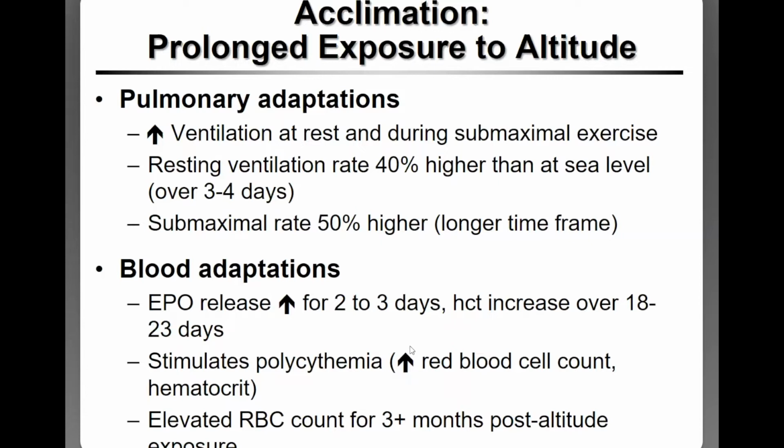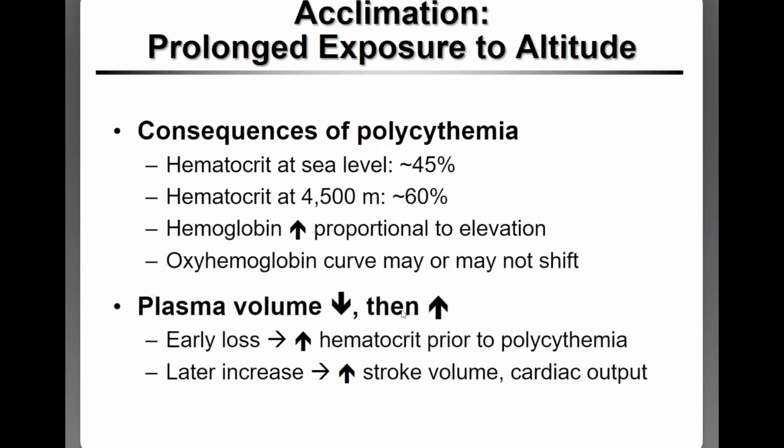So the increase in erythropoietin stimulates polycythemia, which is the increase in red blood cell count. And your red blood cell count will remain elevated for 3 months post-altitude exposure, even after return to sea level. So polycythemia is defined as a hematocrit greater than 60%. At sea level, normal hematocrit levels are about 45% to 50%. So a hematocrit level of 60% is a significant increase in hematocrit.